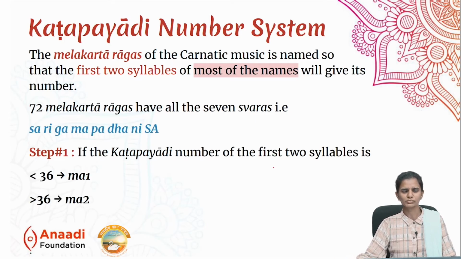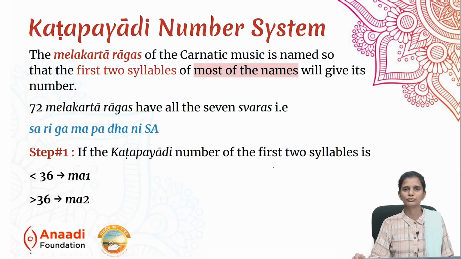Katapayadi number system is not just used in the beautiful poetic verses, but it is also used to decode the swaras of the Melakarta ragas. There are 72 Melakarta ragas in the Carnatic music system. Now, just by knowing the name of the raga, we will be able to decode the swaras of that particular raga.